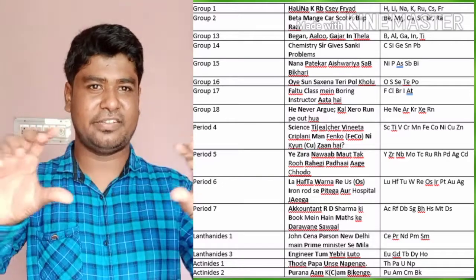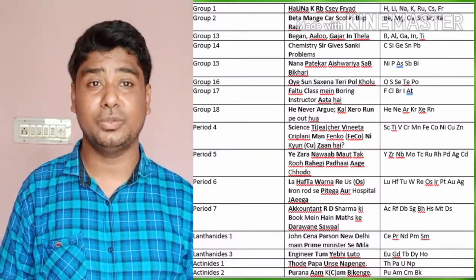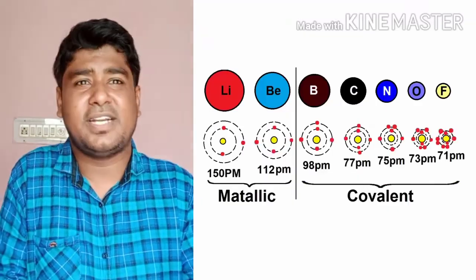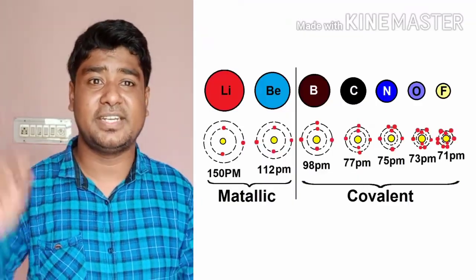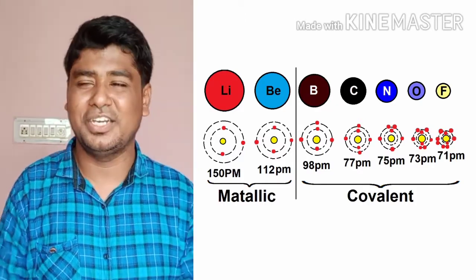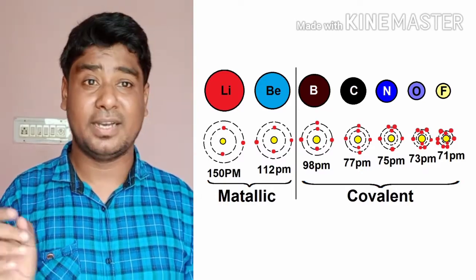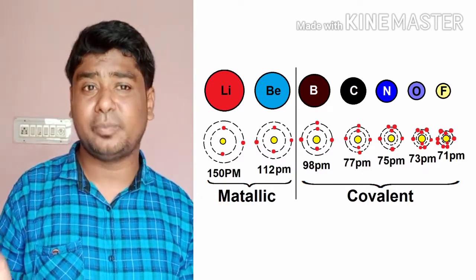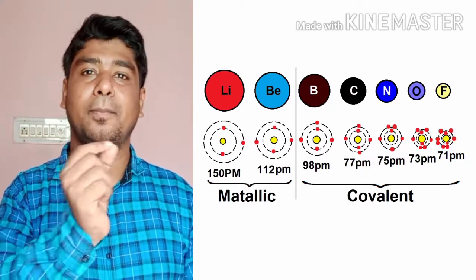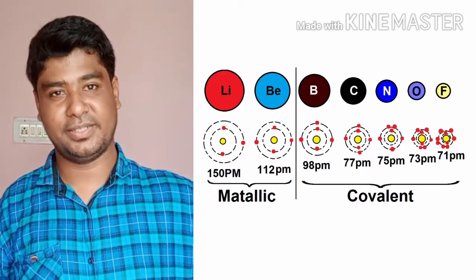So I did the two periods which are required, important for you to remember. That is the second period. The first period is nothing, there are only two elements, hydrogen and helium, which you can remember very easily. Then the second period is very important, and the third period. What is the second period? The second period has lithium, beryllium, boron, carbon, nitrogen, oxygen, fluorine.